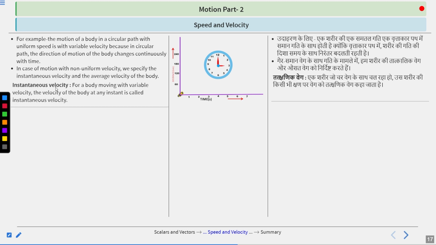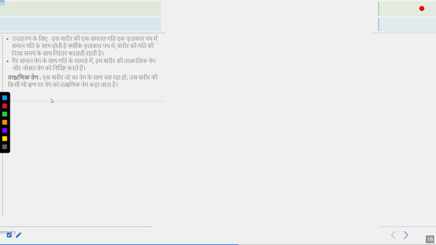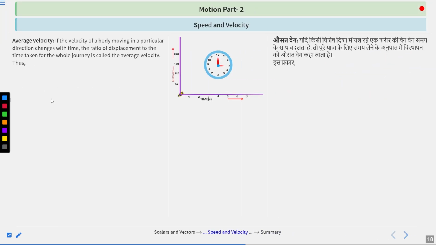Now, what is the instantaneous velocity? For a body moving with variable velocity, the velocity of the body at an instant is called instantaneous velocity. What is the average velocity? If the velocity of a body moving in a particular direction changes with time, the ratio of displacement to the time taken for the whole journey is called the average velocity. Thus, average velocity is equal to displacement by total time taken.